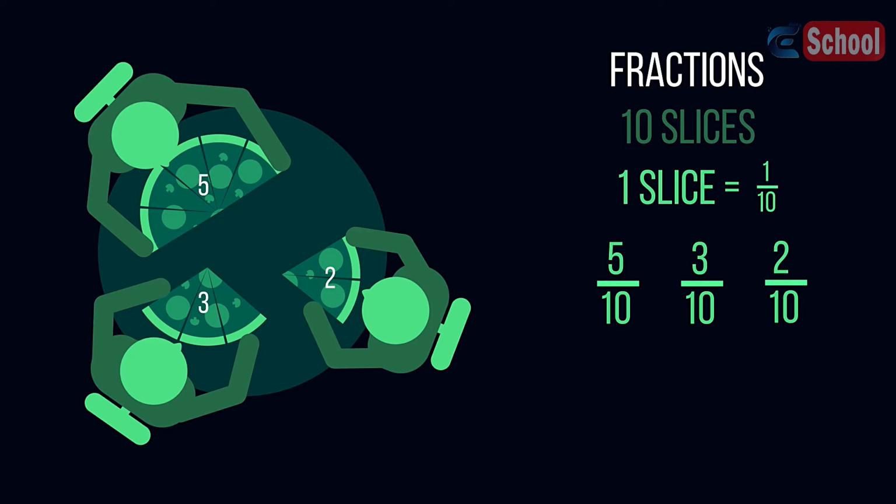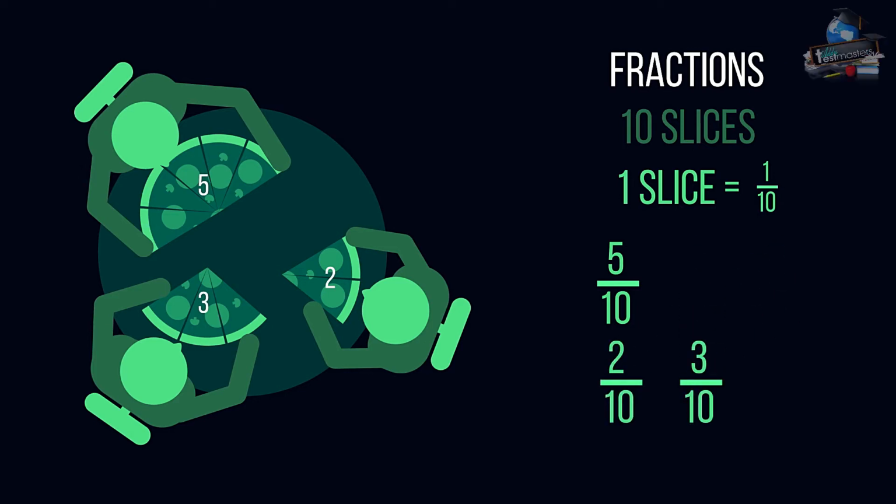Take for example the fractions 5/10, 2/10, and 3/10. They all have the same denominator, 10. Since you know that 2 is smaller than 3 and 3 is smaller than 5, you can arrange your fractions as 2/10, 3/10, and 5/10. 2/10 is the smallest fraction, followed by 3/10, and 5/10 is the largest fraction.